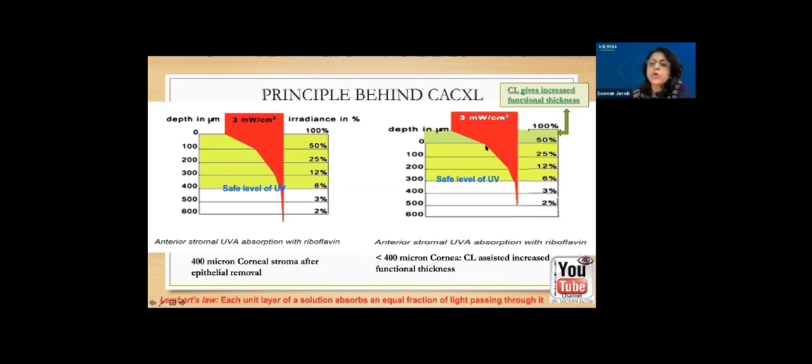So by the time it reaches the corneal stroma, it's already been attenuated to some level, and by the time it reaches the endothelium, it's come back to safe levels. So what the contact lens does is, it's a riboflavin saturated contact lens, and it basically attenuates the ultraviolet light, making it reach safe levels.